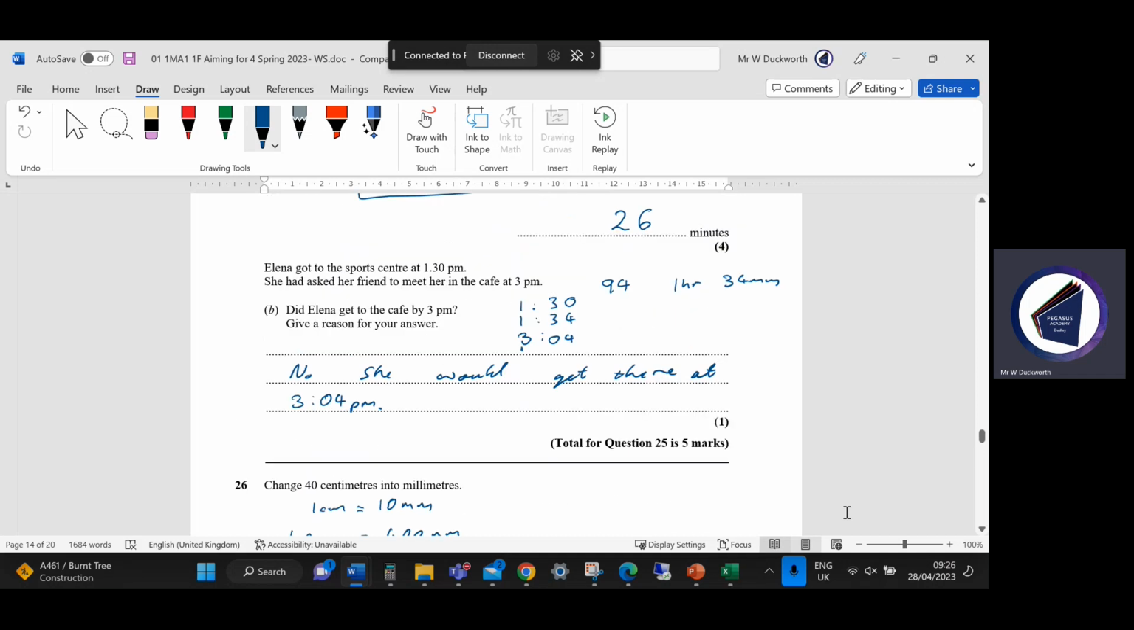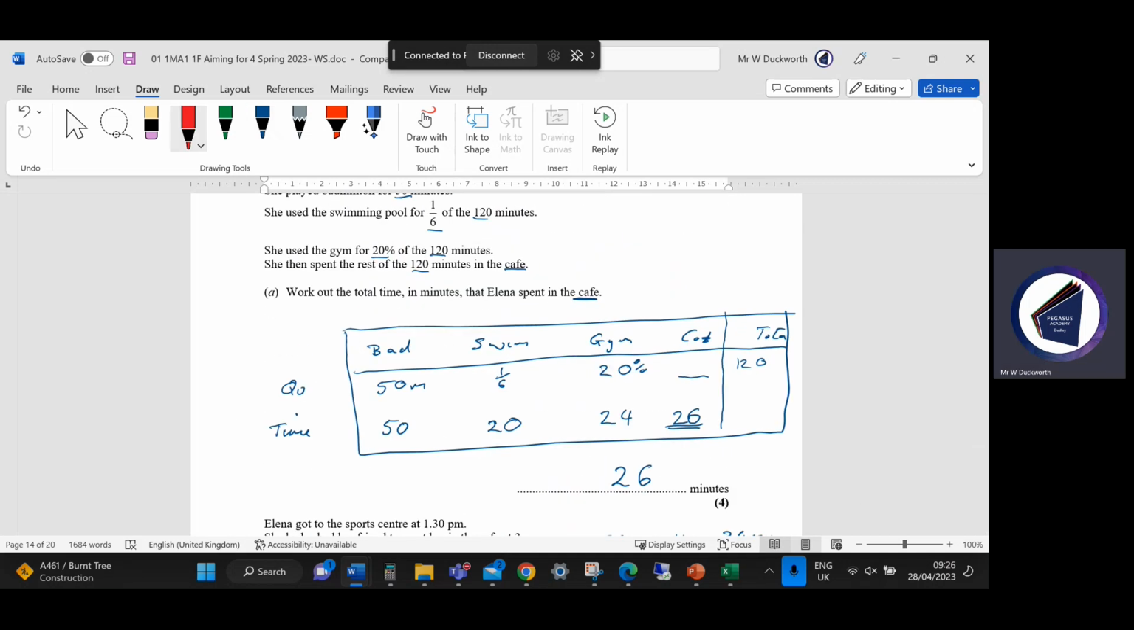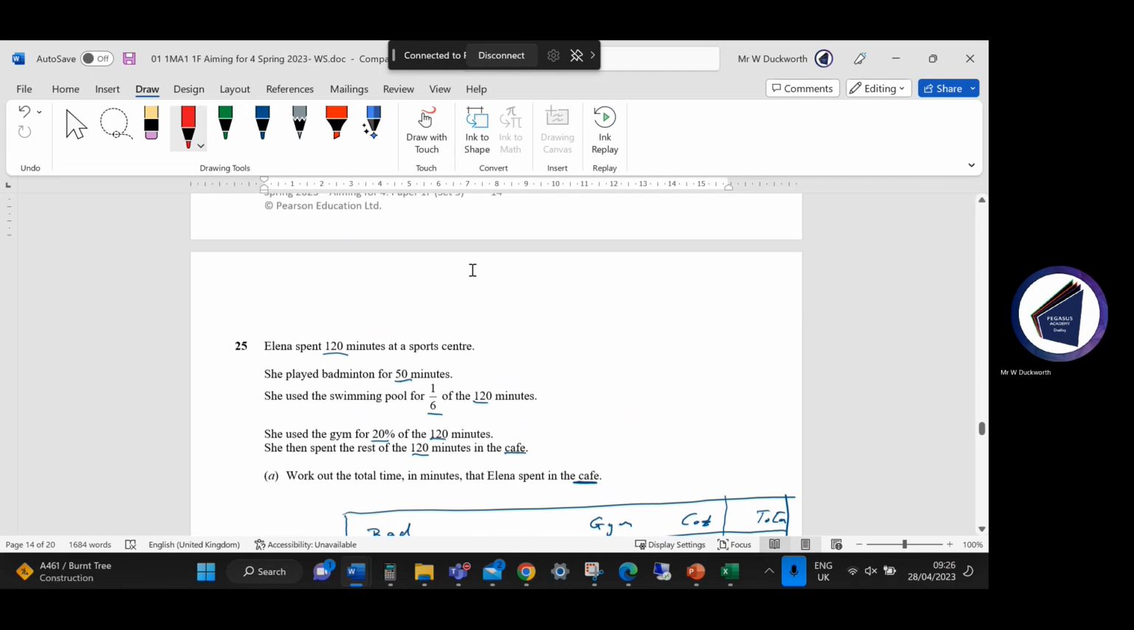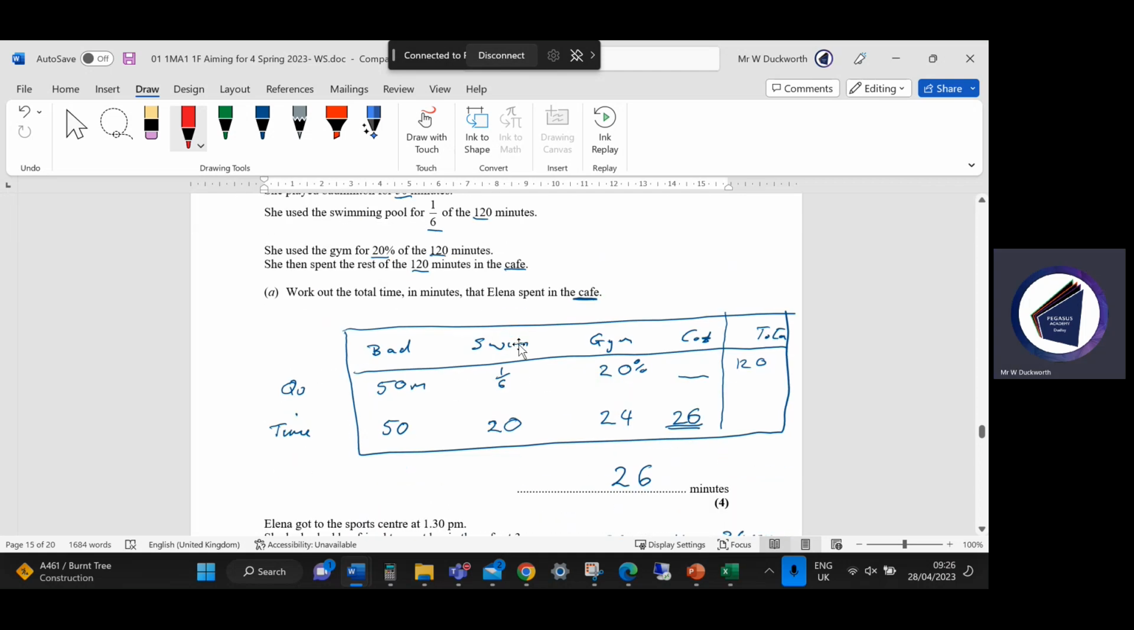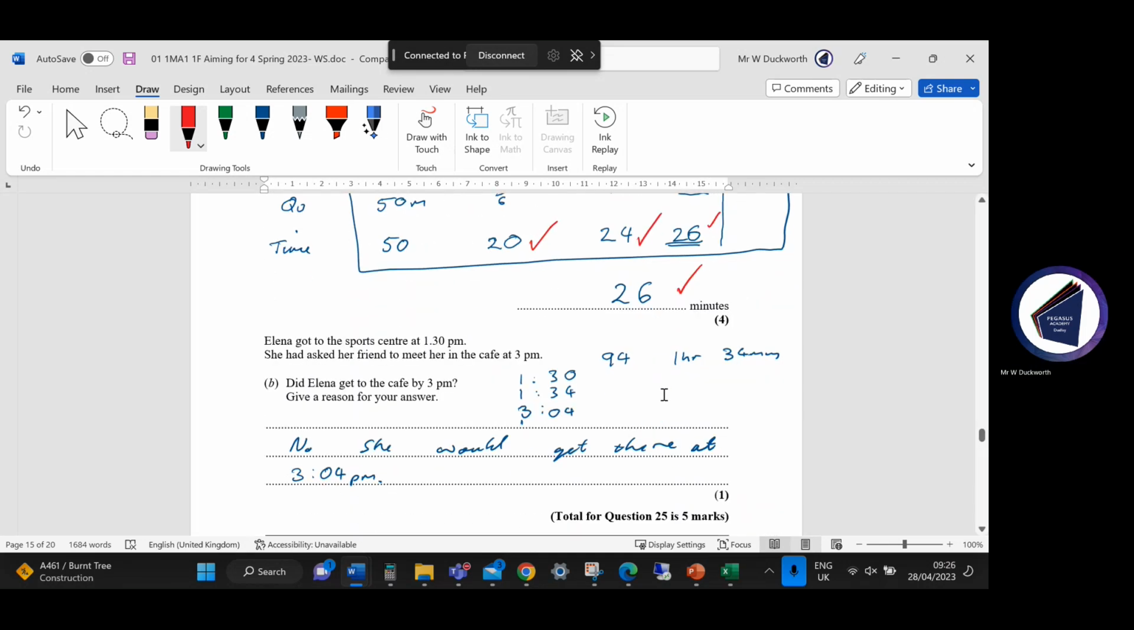Right, and marks for that then. So for question 25, what have we got? A P1 for showing 20 minutes, so a mark for that. A mark for 24 minutes. A mark for the method to find 26, and then a mark for 26. And then for the second one, we've got no. What does it say? No, she would be late, for example. She arrives at 3:04. So there we go.